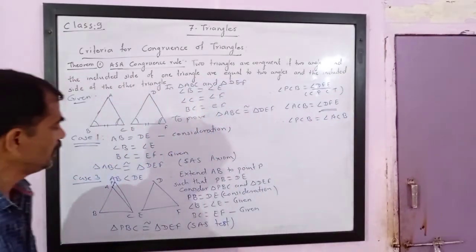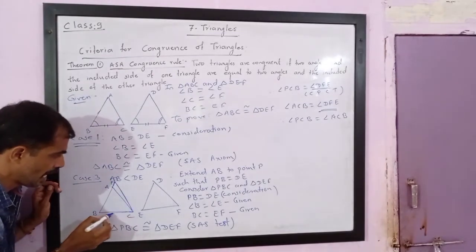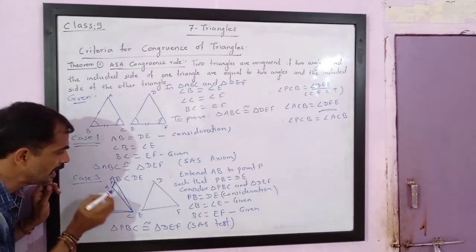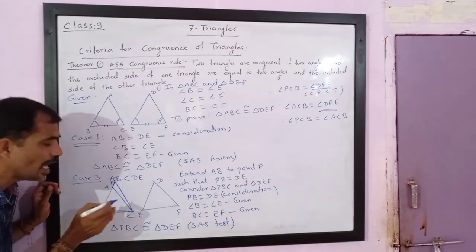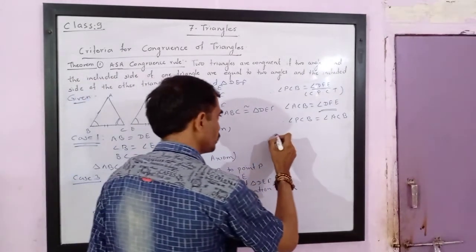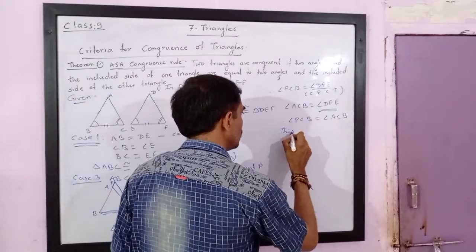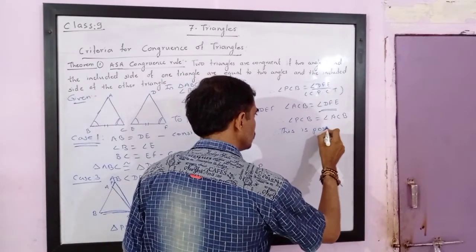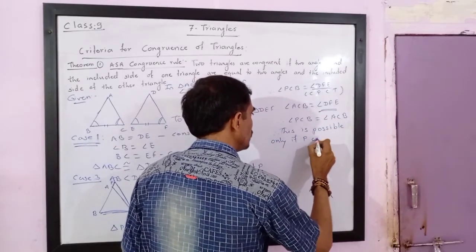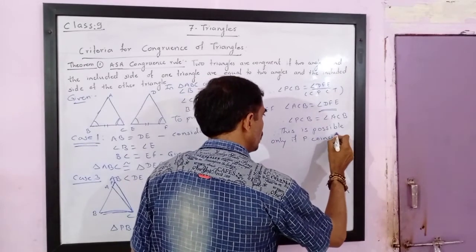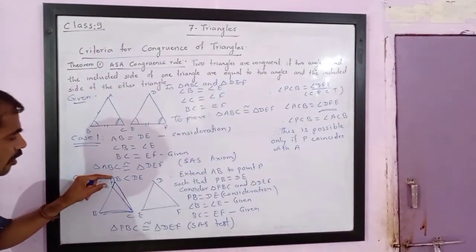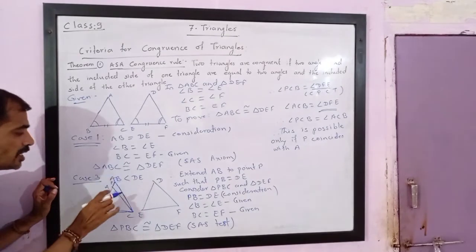Now look at the figure. PCB is this angle and ACB is this angle. These two angles will be equal only if A coincides with P. Therefore, this is possible only if P coincides with A. It means P and A are one point only. That is, they are not two points, they are one point.